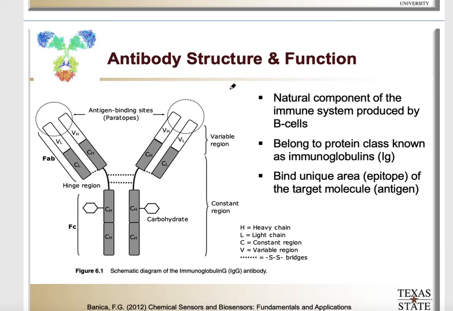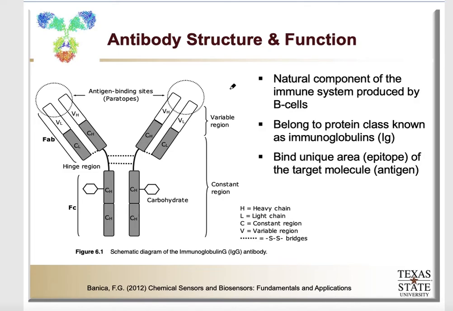All right, so what is an antibody? An antibody is a natural component of the immune system. It is actually produced by B cells, which are a type of white blood cell. They belong to the protein class known as immunoglobulins, or Igs. They bind a unique epitope on the target molecules. So the epitope is going to be the part of the molecule of interest that this is going to bind to. The molecule of interest is known as the antigen.